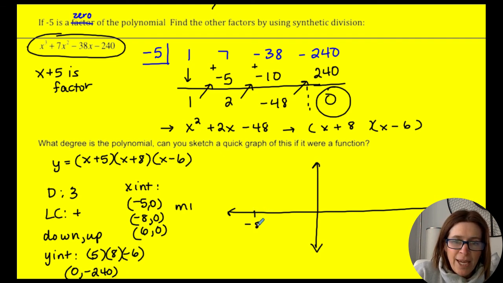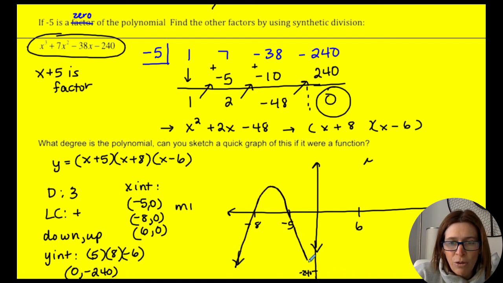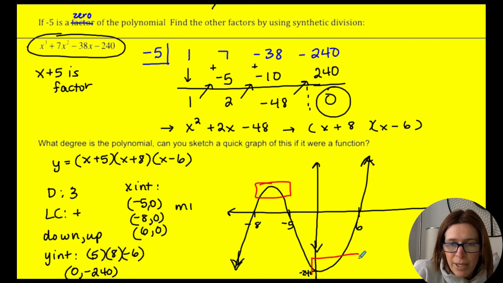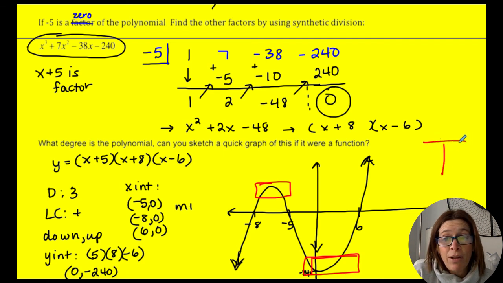So we have -8, -5, 6. We know it's down, up. We know we have this y-intercept way down here, -240. So I'm going to go up. I'm going to turn around somewhere. I'm going to go down. I'm going to cross my y-axis. I'm going to go up through 6, something like that. Okay, now just as a reminder, I could find points anywhere between here and here, by just creating a table and plugging some inputs in to get your outputs.